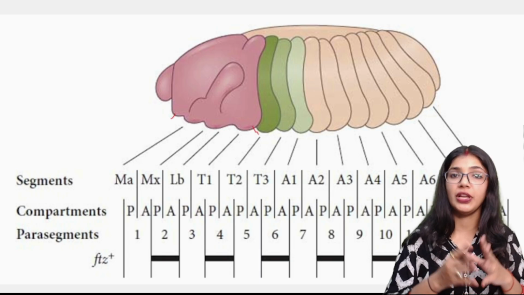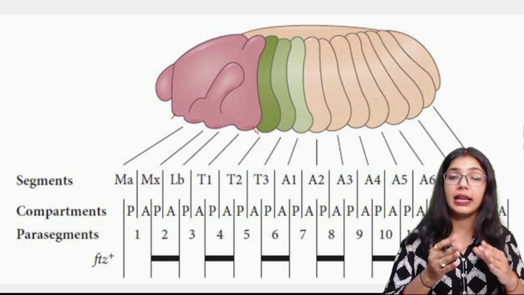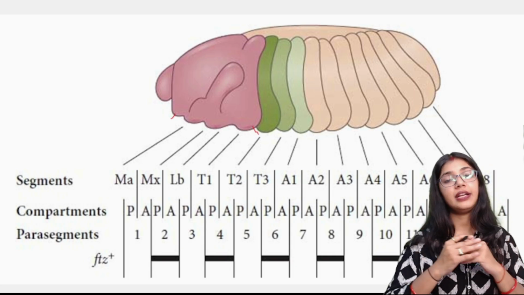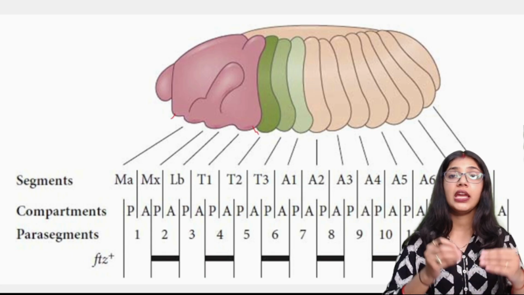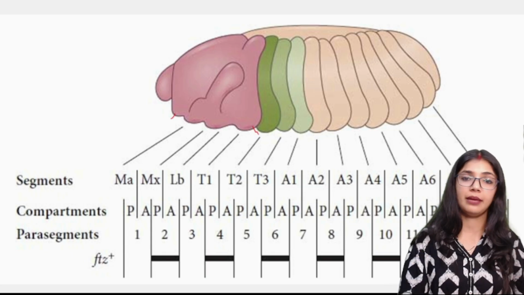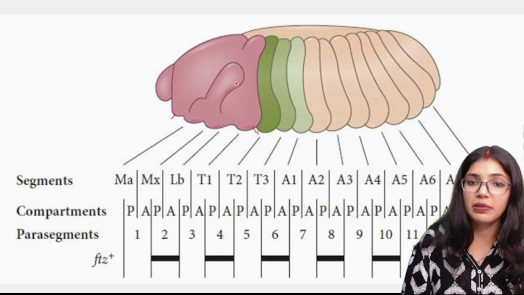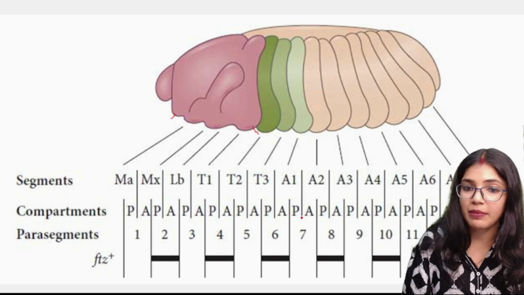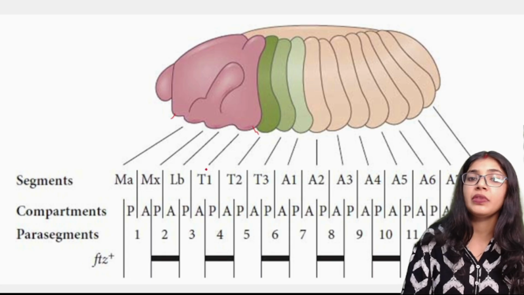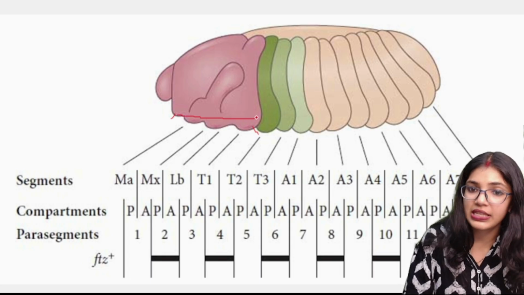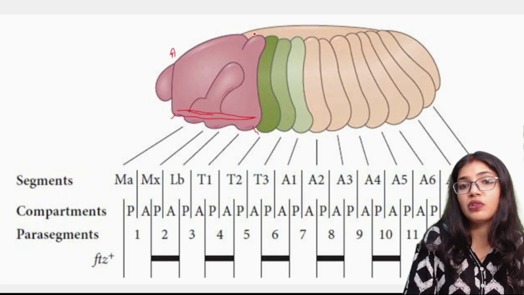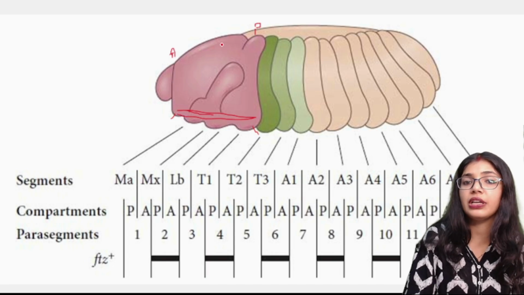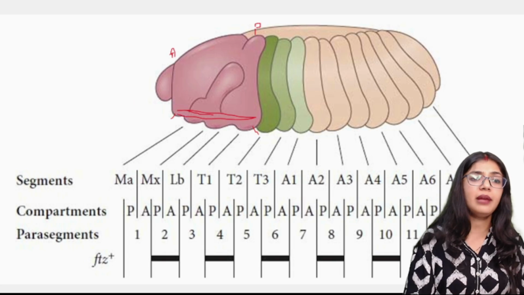In case of Drosophila, there are 14 segments, and these 14 segments are again divided into parasegments. So the work of the segment polarity gene is to give polarity to each segment. Like here, there are 14 segments, and each segment is again divided into parasegments. So this one segment is having its anterior as well as posterior end. This work is done by the segment polarity genes.